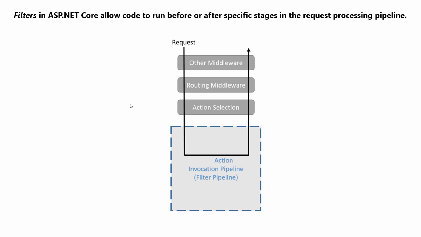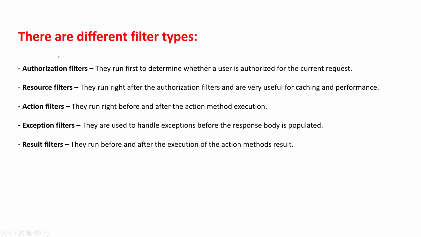First of all, what is a filter? Based on Microsoft Docs, filters in ASP.NET Core allow code to run before or after a specific stage in the request processing pipeline. This means there are a variety of filter types for your security: resource filters, action filters, exception filters, and result filters.